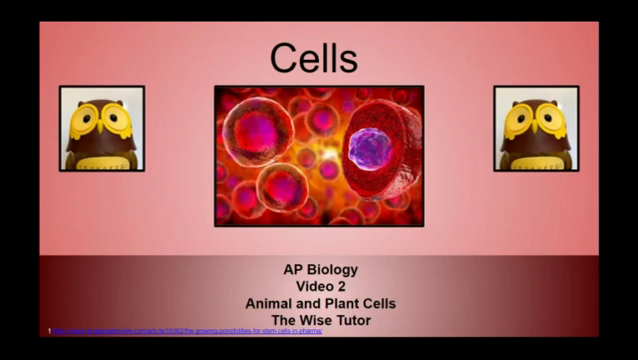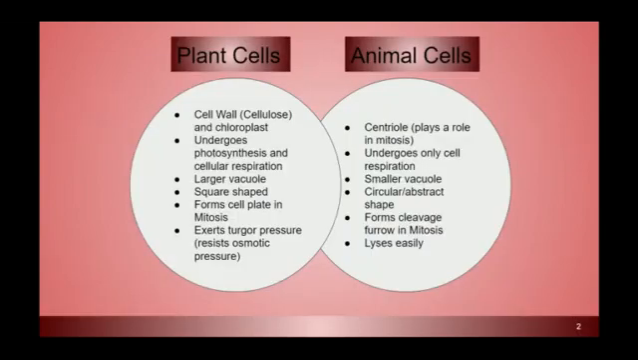Today's video is video number 2 in the cells unit, and we're going to be talking about animal and plant cells. So in the first video, we were talking about prokaryotes versus eukaryotes, and I mentioned that an example of eukaryotes would be plant and animal cells. All right, so now we're going to be talking about the differences between these two types of cells.